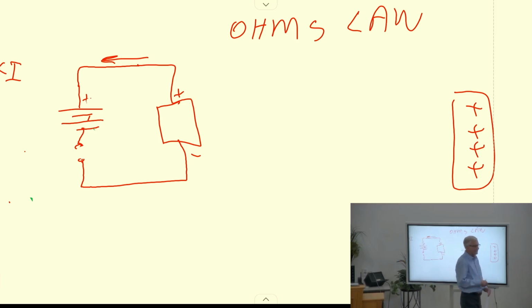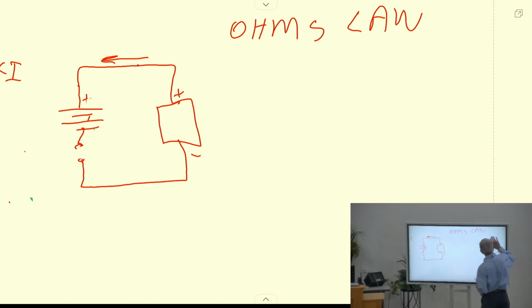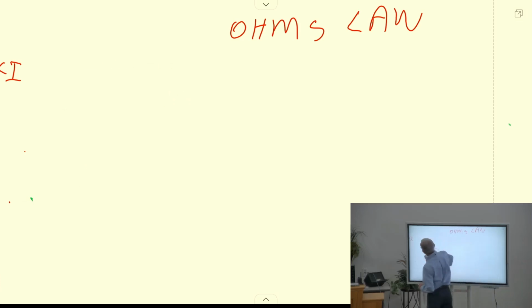Now we can go to Ohm's law about these circuits. How do we understand these circuits?